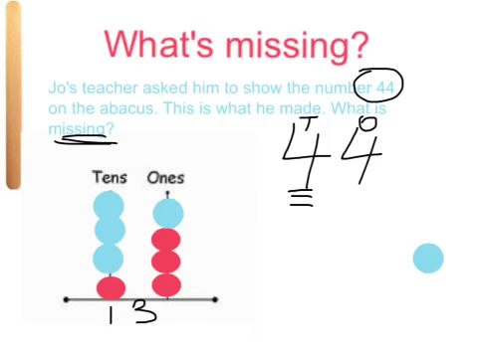Okay, let's just check that we've made the right number. 10, 20, 30, 40, 41, 42, 43, 44. Okay, so what was he missing? He was missing 3 tens and 1 one.